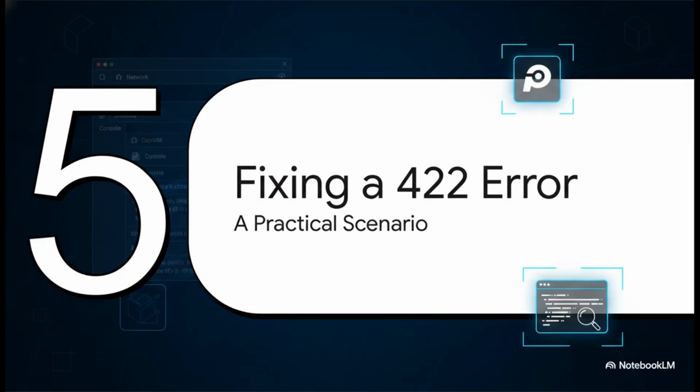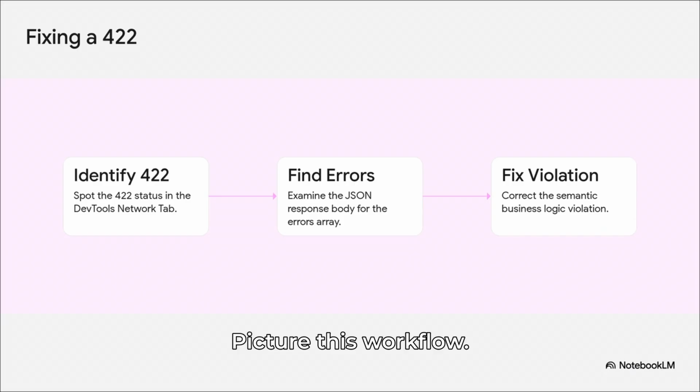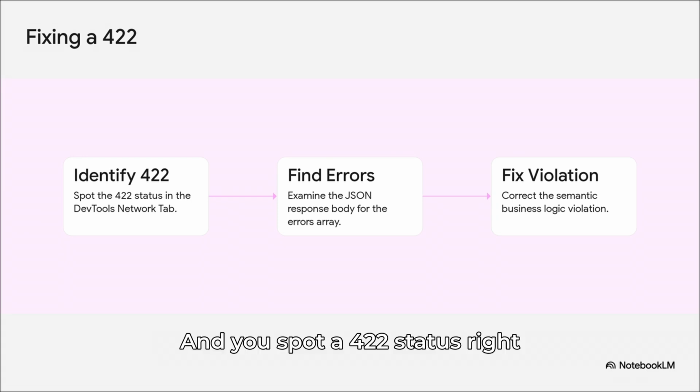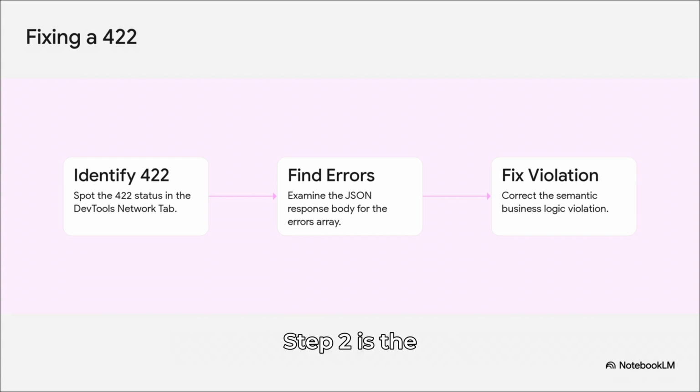Okay, Section 5. Let's put this all into practice with a real practical scenario. Fixing a 422. Picture this workflow. Step 1, you fire off a request in Postman or your browser's dev tools, and you spot a 422 status right there in the Network tab. Because you know it's a 422, you already know the syntax is fine. Step 2 is the absolute key to fixing this. You have to look at the JSON response body.